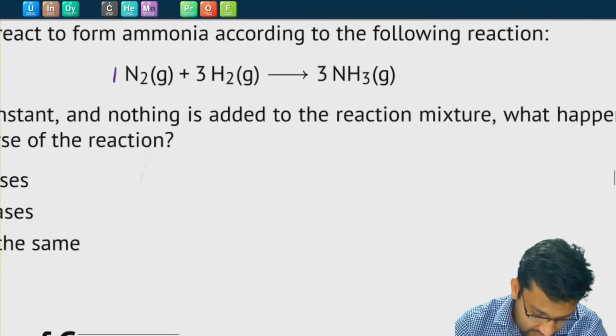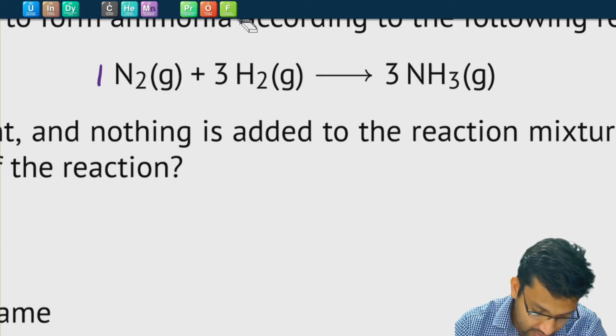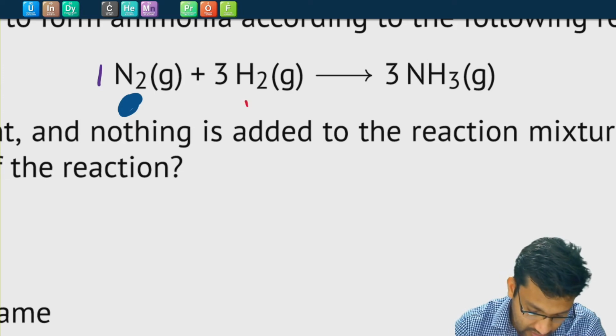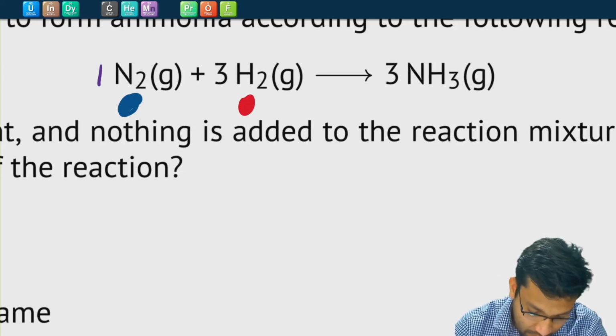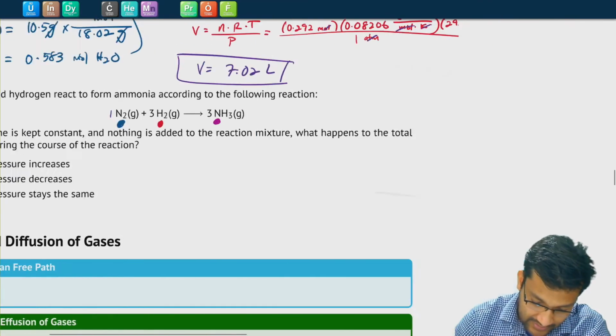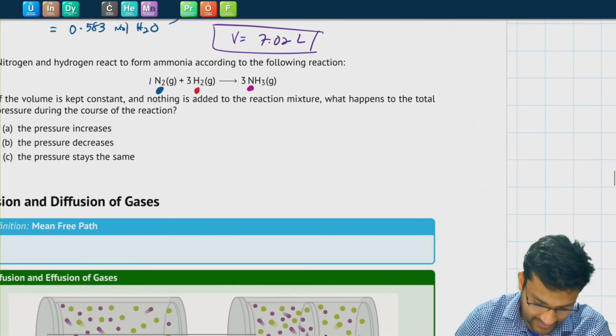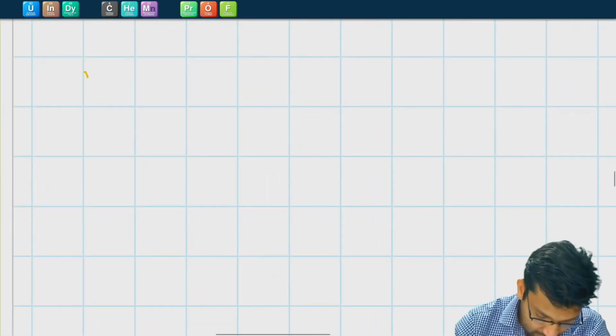So let's say nitrogen is going to be blue. Nitrogen is very blue. Hydrogen is red, and when they react, they form purple ammonia. Okay, so let's think about this. If you think you have the answer, please go ahead and do so. But let's look at the box.